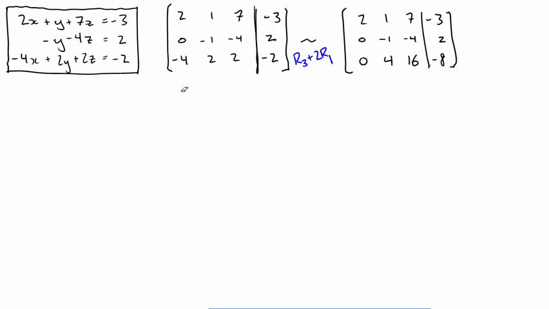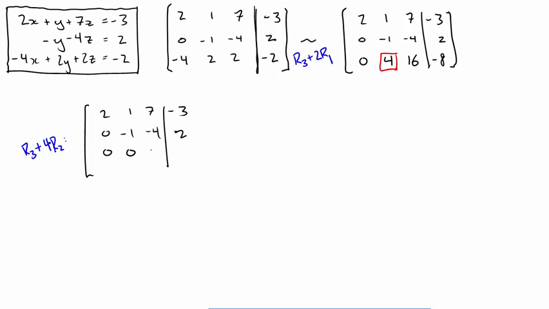Now, we'll move along. Our next step will be to put a 0 in this entry here. How will we accomplish that? Well, we'll take our new R3 and we'll add 4 times our new R2. And that will give us 2, 1, 7, minus 3. That will in fact give us 0, 0, 0, 0. So now this matrix is in row echelon form.